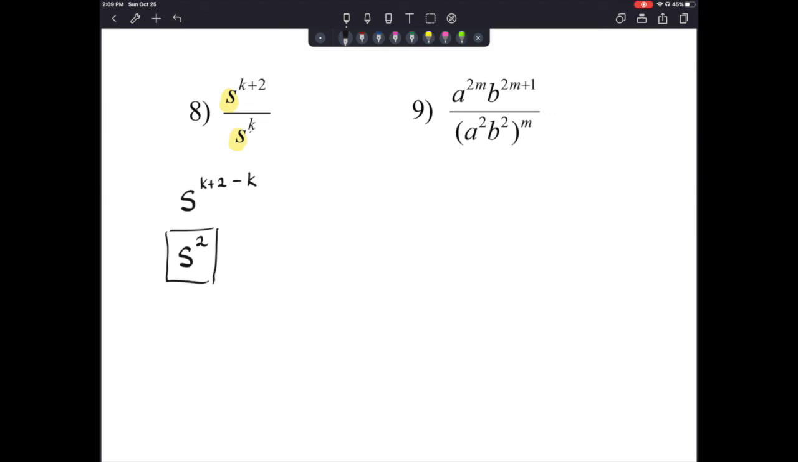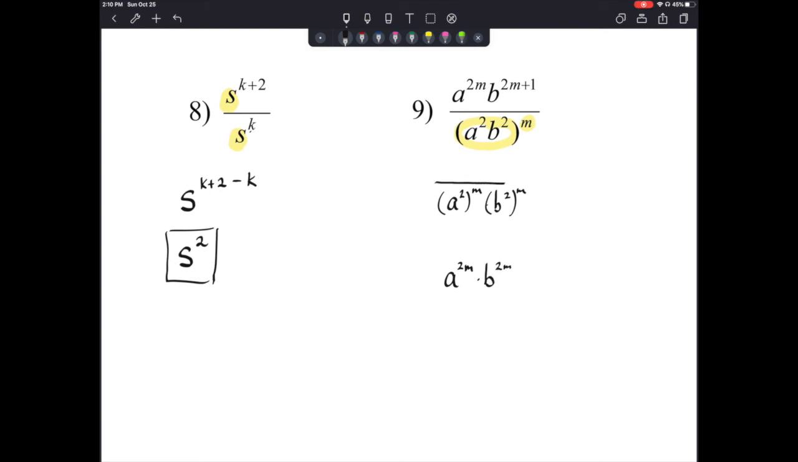Number 9, a to the power of 2m times b to the power of 2m plus 1 over a squared b squared raised to the power of m. With this one, since we have this quantity down here and it's being raised to this power, let's go ahead and apply that first. Remember, we're going to be multiplying our exponents, right? A squared to the power of m times b squared to the power of m will give us a to the power of 2m times b to the power of 2m.